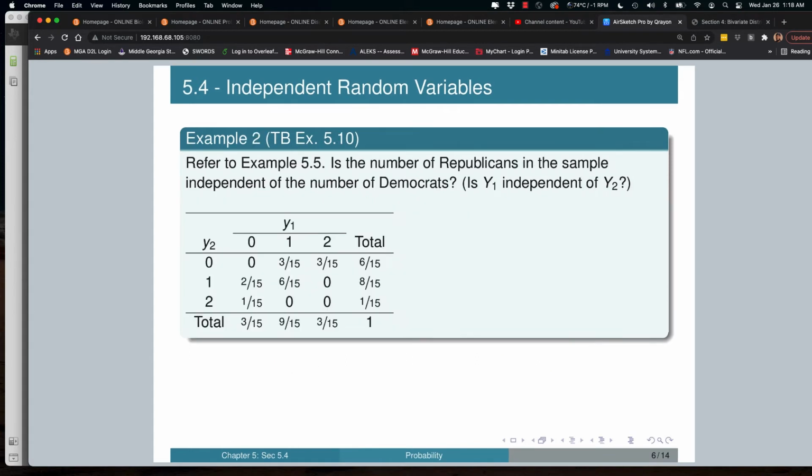Example 2 is from the textbook as well. It's example 5.10 from the textbook, and it's going back to an example we've done in another lecture and previously in the book about the Republicans. There was a certain number of Republicans, a certain number of Democrats, and one independent, and they were choosing a committee of 2 people, or I think it was either 2 or 3.